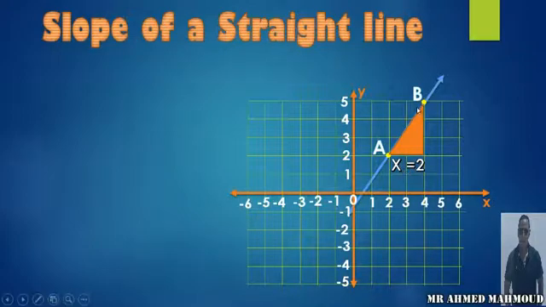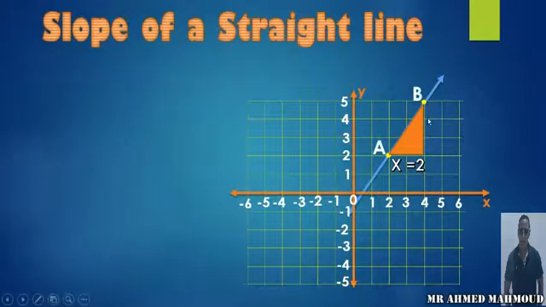We call the base here the change of x because it represents the change of x. What does it mean? The point B here is opposite to 4, and the point A is opposite to 2. If we subtract 4 minus 2, it equals 2. This one is called the change of x.